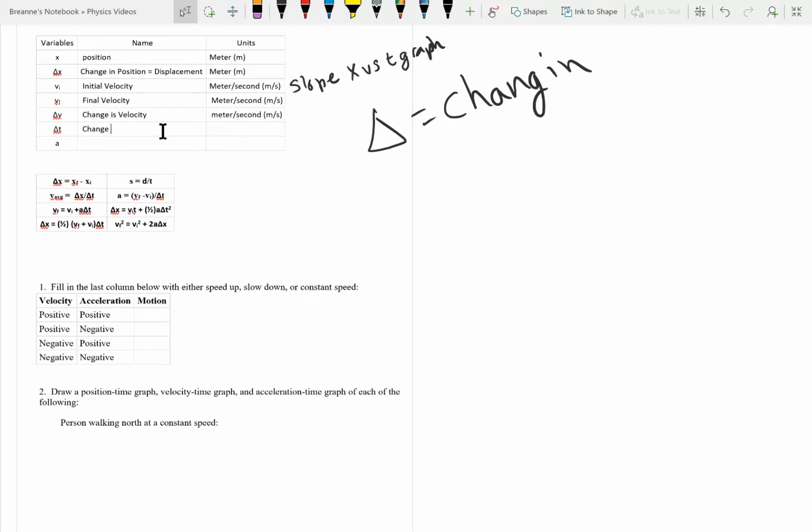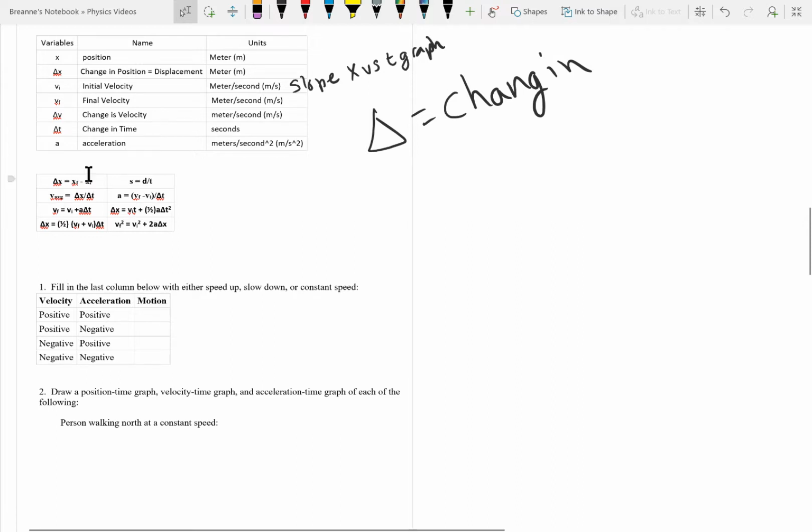Delta T, we have change in time, which is just in seconds. And then A is for acceleration, which is in meters per second squared. So I would know these. These would be very handy to know.